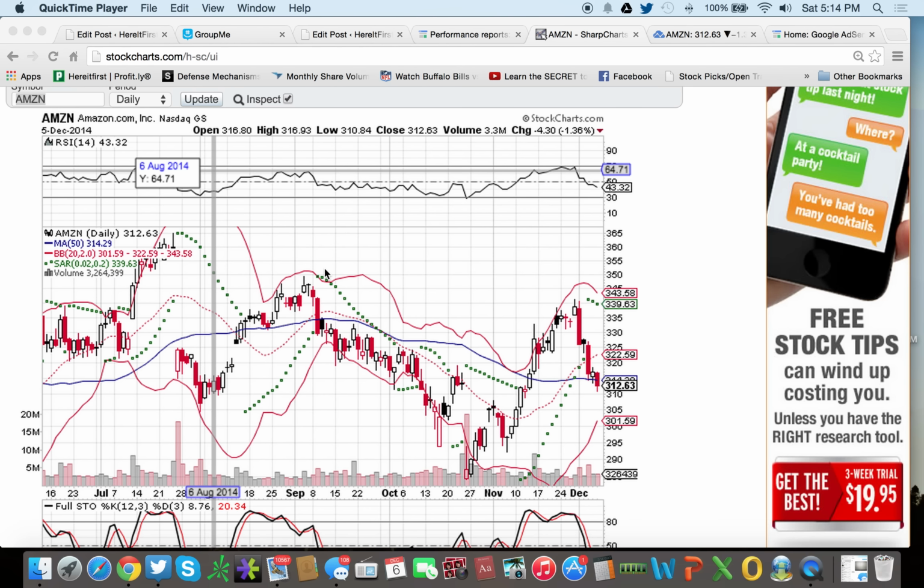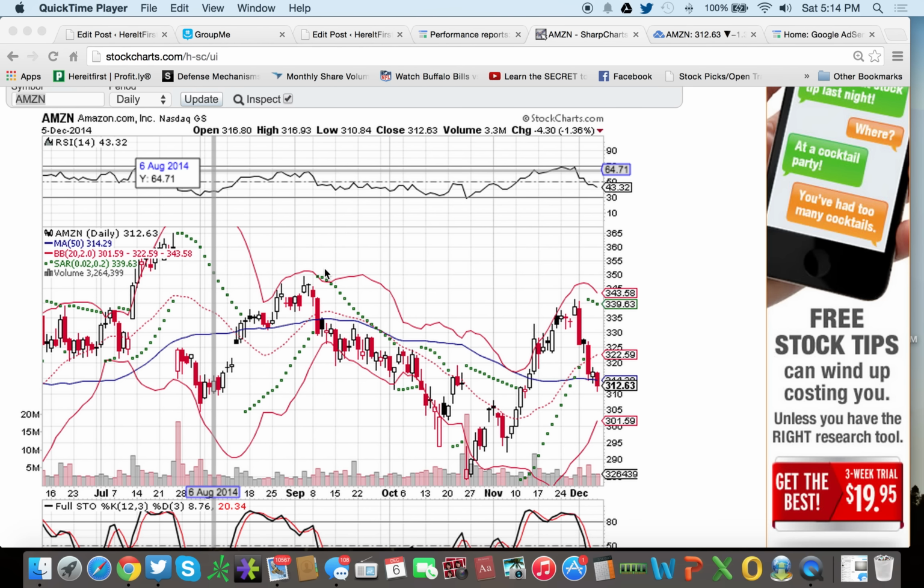The moving averages aren't going to be that far away from each other. Bollinger Bands just to see volatility. Parabolic SAR just to see the trends. As you can see here, Amazon recently just broke off. The 440s got rejected and down the journey it goes.